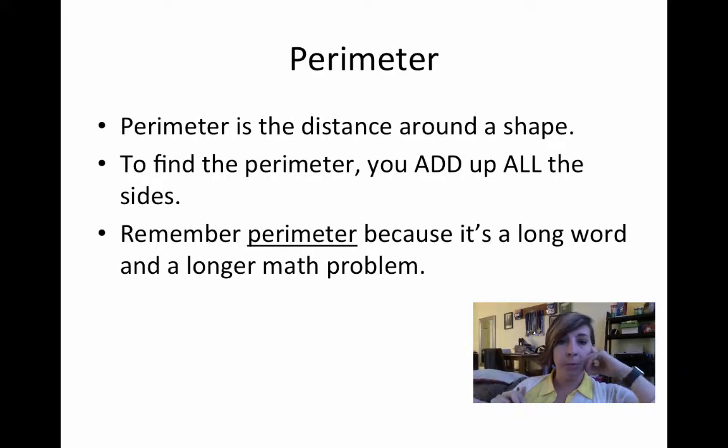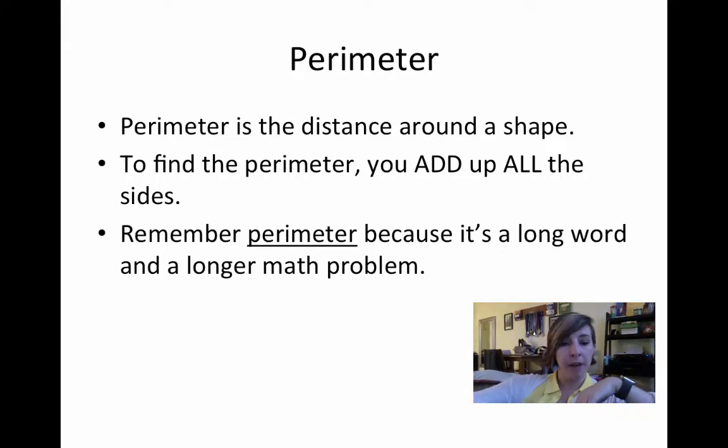So perimeter. Perimeter is the distance around a shape. Go ahead and write this down. To find the perimeter, you add up all the sides. Remember, perimeter is adding, and you have to add up every single side. Even if the measurements for that side aren't listed, you are going to be expected to figure out what they are and add them up anyway. You can remember that perimeter is adding because it's a long word and it's a longer math problem than finding the area.